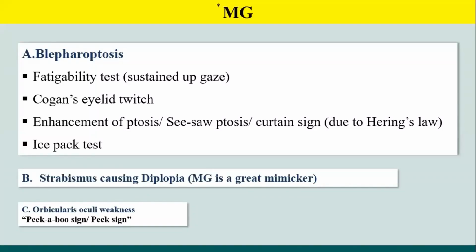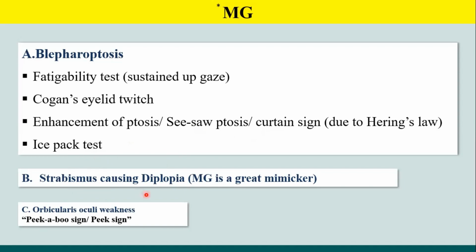So in general, the ocular manifestations of myasthenia gravis, we can categorize into three big headings: blepharoptosis, strabismus, and even the orbicularis oculi can be affected. Regarding blepharoptosis, we have the fatigability test, sustained up gaze, and Cogan's lid twitch. Do you remember in the previous class we talked about seesaw ptosis or enhancement of ptosis? You manually elevate the upper lid on the more ptotic side and notice if there is worsening of ptosis on the other side. This is called seesaw ptosis. This is important in myasthenia gravis. It's commonly described. And the ice pack test.